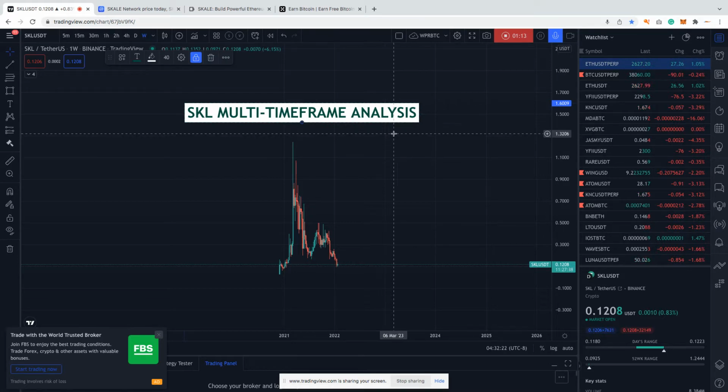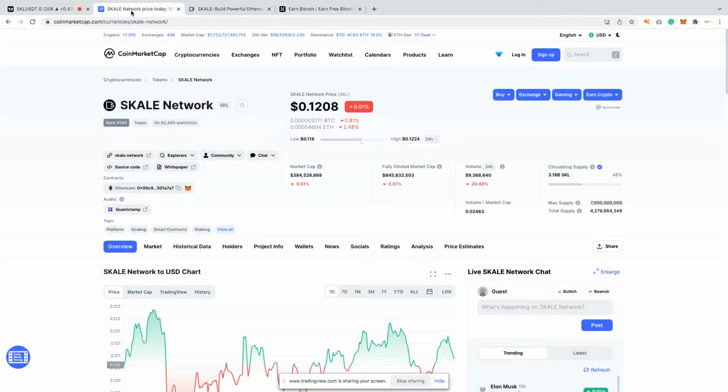So I want to jump in by, first of all, understanding the current market statistics and a little bit of the fundamentals of what SKL is before we even talk about staking and the price analysis. SKL is currently trading at 0.1208, and the current market cap, according to CoinMarketCap, is around 384.528869 million dollars. I'll repeat that approximately.